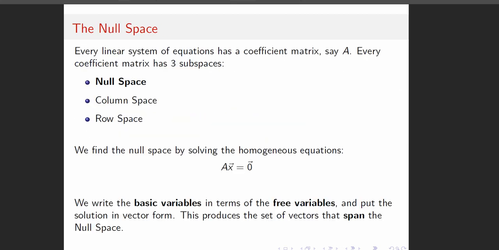And again, to get to vector form, we write the basic variables in terms of the free variables. So the basic variables correspond to the pivots, right? And the free variables are the other variables, the variables that correspond to the columns that don't have pivots. And that's how we get to vector form. And once we do, we have the null space, or the group of vectors that span the null space.